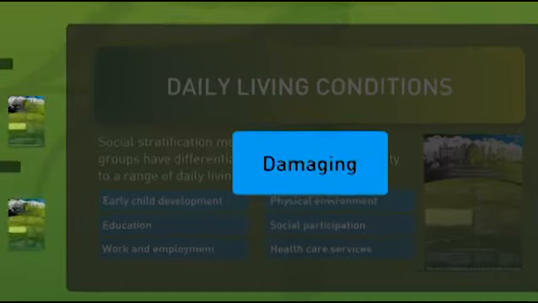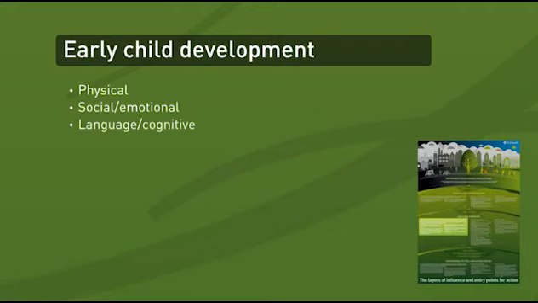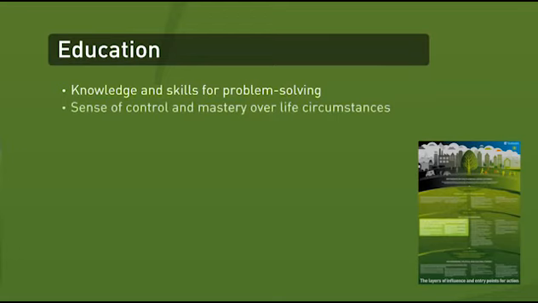Early child development refers to physical, social and emotional, and language and cognitive development between the prenatal period and 8 years of age. This is the most important developmental phase in the lifespan. Education refers to the development of knowledge and skills for problem solving, and a sense of control and mastery over life circumstances. Education increases work opportunities, security, satisfaction, and income.